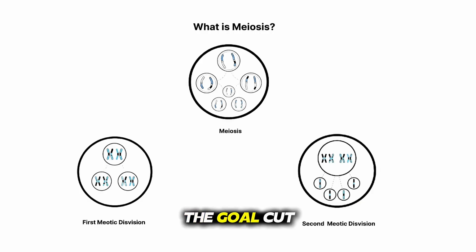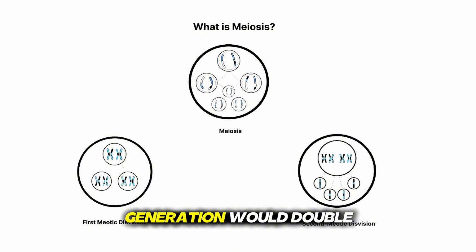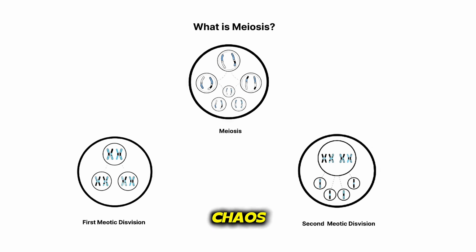The goal? Cut the chromosome number in half so when sperm and egg unite, things don't get overcrowded. Without meiosis, every generation would double their chromosomes and we'd all look like walking science errors. Meiosis equals order in the genetic chaos.